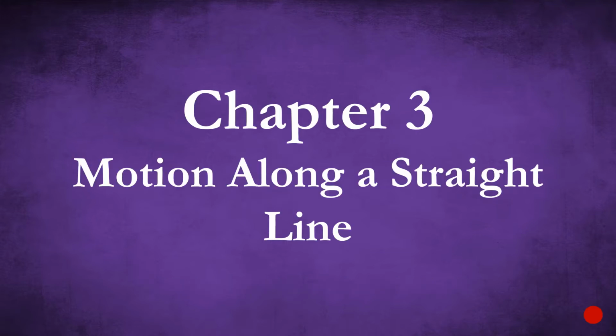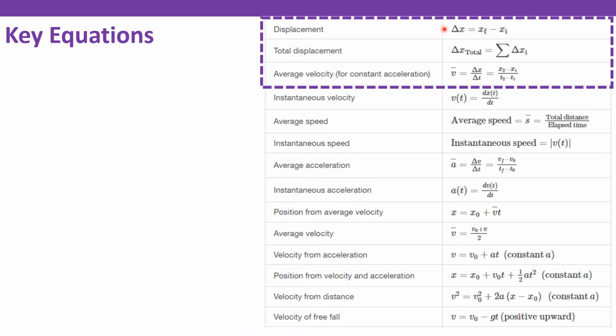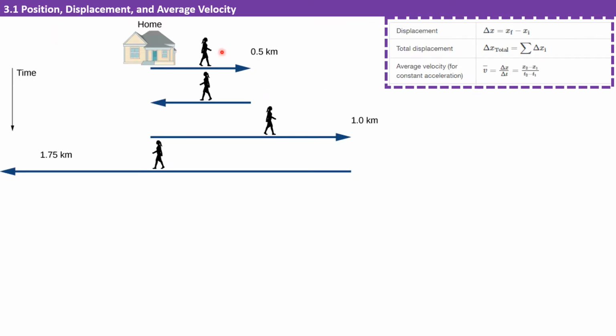All right, this chapter involves motion along a straight line. Let's first begin with the key equations, and you'll see that it has the very familiar x for position or displacement, v for velocity, and a for acceleration. What we're going to do is discuss each one of these in groups as we go through the sections within the chapter.